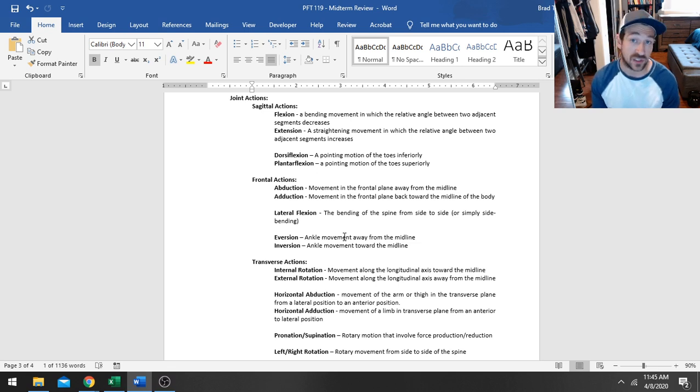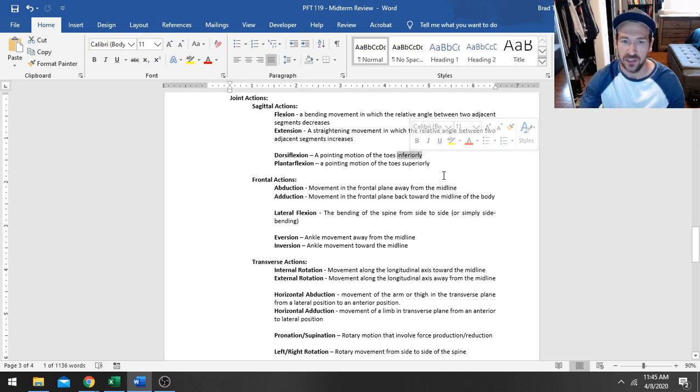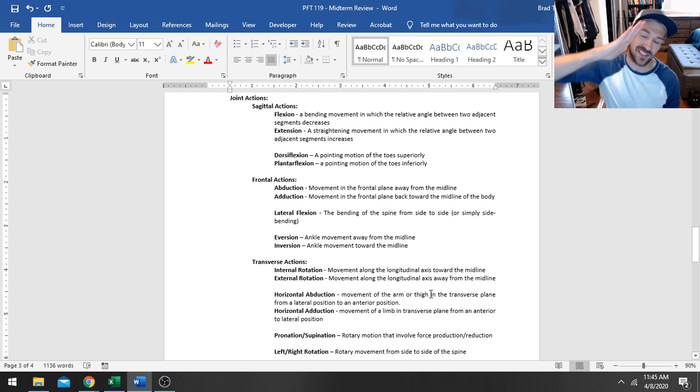Then we've also got dorsiflexion and plantar flexion. Those are special to the ankle. Sorry, I have these backwards on here, and I can't type and talk at the same time, apparently. Dorsiflexion is going to be moving your toes superiorly. That's going to be pulling your toes back towards your face. And plantar flexion is when you're planting your foot. You're going to point your toes away, so your toes are going to move inferiorly.